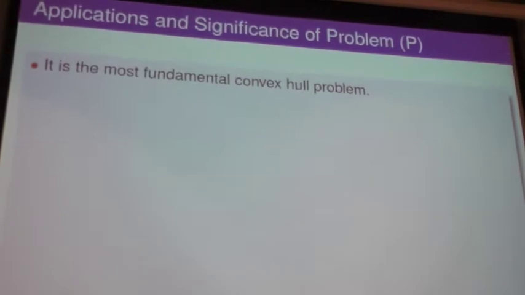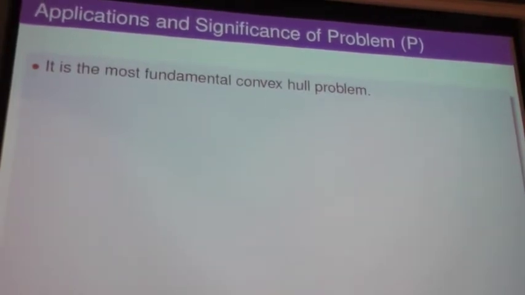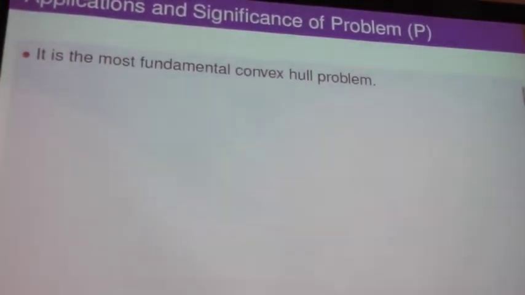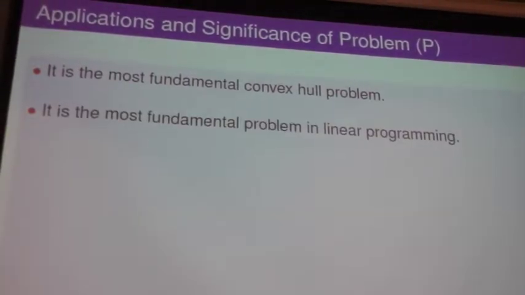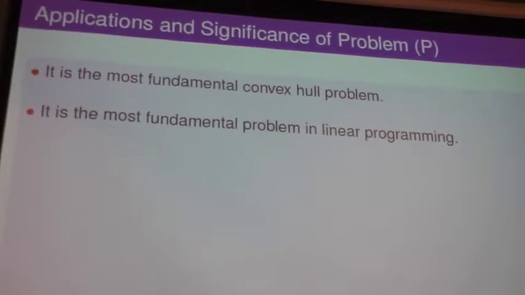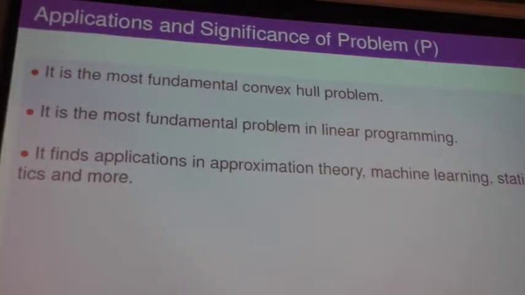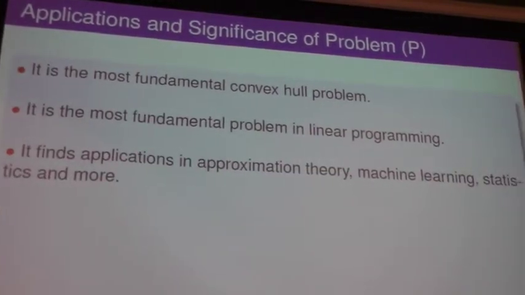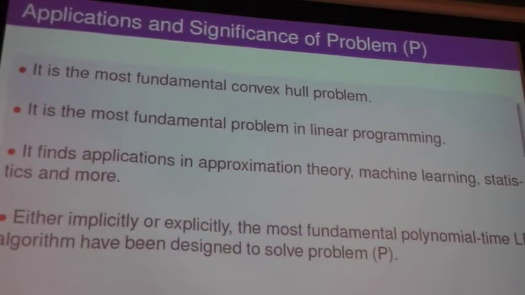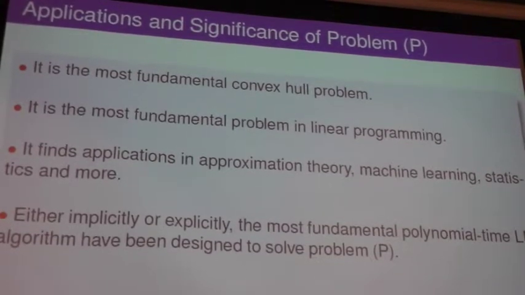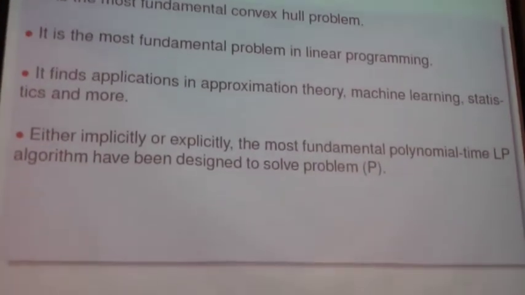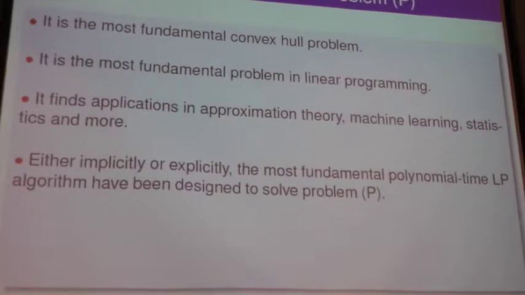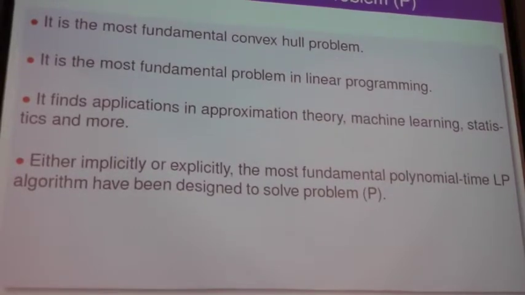Some other applications. First of all, why is problem P, this convex hull problem, so significant? It's the most fundamental problem in convex hull, in all of probably math or computational geometry. It's the most fundamental problem in linear programming. It finds applications in approximation theory, machine learning, and statistics, and more. Either implicitly or explicitly, all the polynomial-time algorithms, the most famous of them, have been designed to solve this problem.